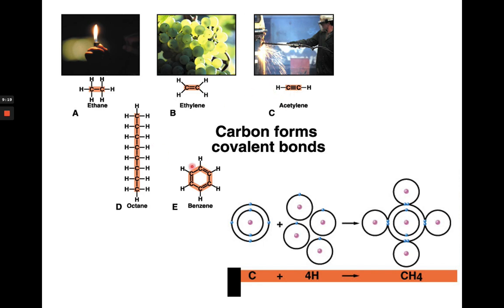So these macromolecules that we talk about, you're going to notice they are primarily made up of carbons, hydrogen, and some oxygens, and sometimes a nitrogen, but primarily carbons and hydrogens.